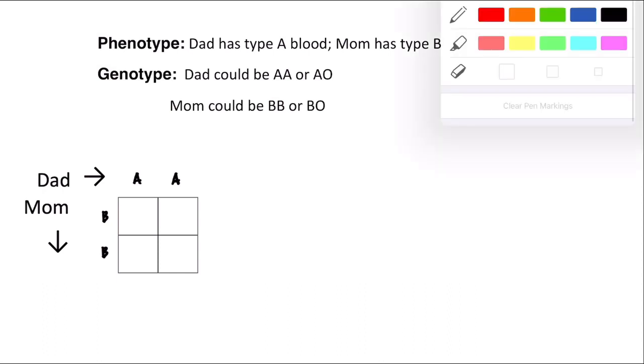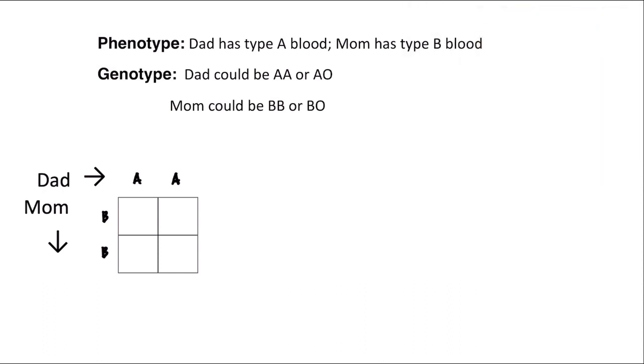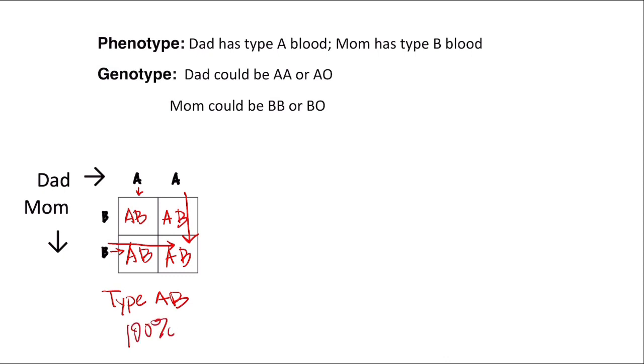If the dad is AA and the mom is BB, how we determine what the kids could be is by filling out this Punnett square. Here, dad would give an A, mom would give the B. We bring the A down here and the B over here, and the same for the last ones. So all their kids would be AB, which means they would be type AB. 100% of them are type AB.